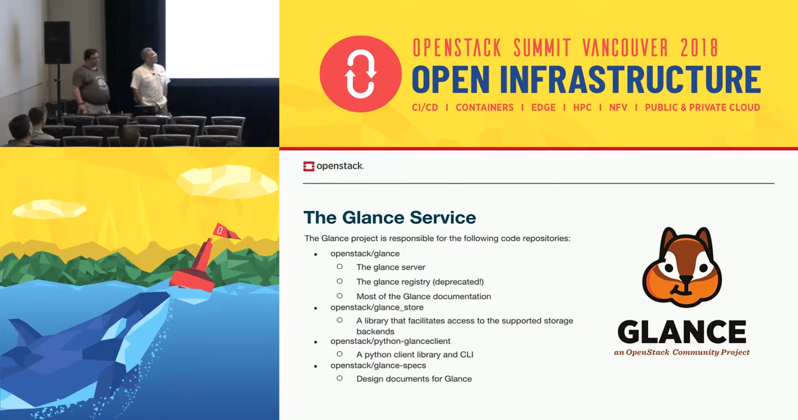What we're responsible for in Glance is these 4 code repositories. We've got the OpenStack Glance repository where Glance, the thing you think of as Glance, lives. It has the Glance server, the Glance registry, which is deprecated and is actually being removed in Rocky, and most of the Glance documentation lives there. Then there's the Glance store repository, a library that's used mostly by Glance and Glare to access the backends. It's sort of an abstraction layer that allows us to access various different backends that you can use to store the images.